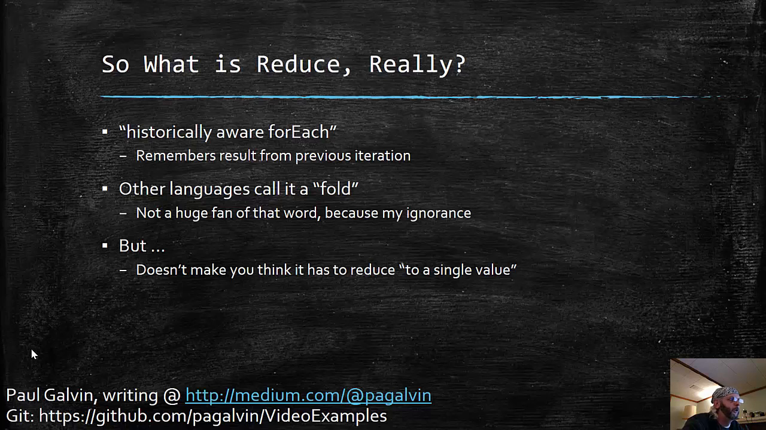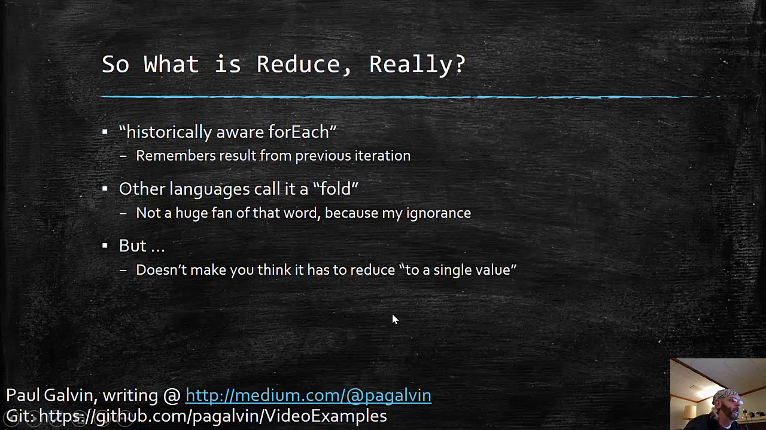It's like filter, which obviously just returns back a true or false, or a map, which has no idea what happened in the past. It's just doing some logic. So it's a historically aware for each statement. Other languages call this a fold. I'm not a huge fan of that word because I'm kind of ignorant around where that word comes from. I can't picture folding something like a t-shirt or a towel. So I'm probably just not thinking of that word correctly. But I do like that word in the other sense because it doesn't make you think it has to reduce down to a single value.